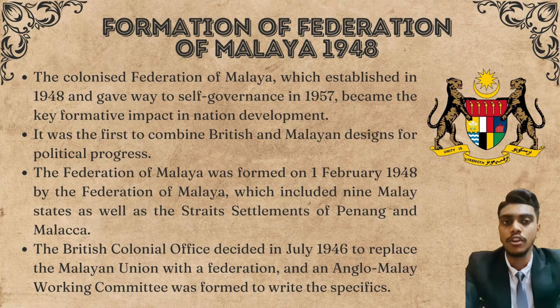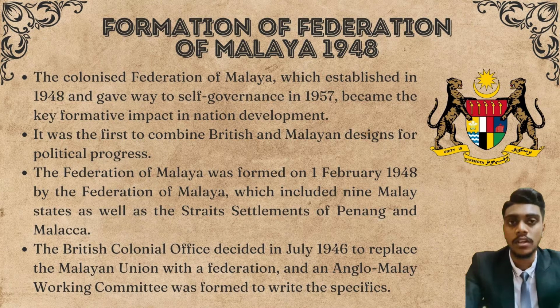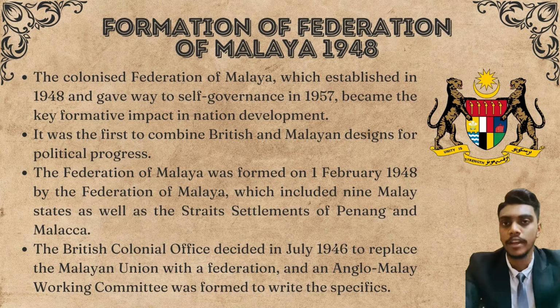The British Colonial Office decided in July 1946 to replace the Malayan Union with the Federation, and an Anglo-Malay Working Committee was formed to write the specifics. Moreover, the coalition fell apart soon after the Federation of Malaya was formed on 1 February 1948.